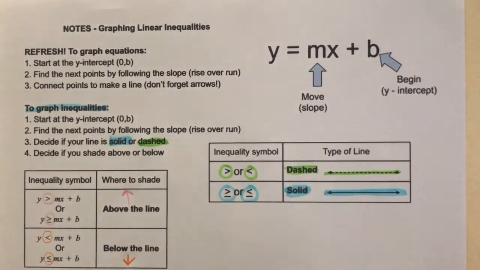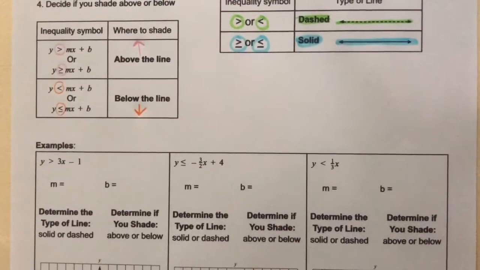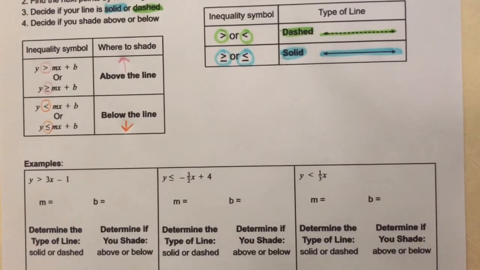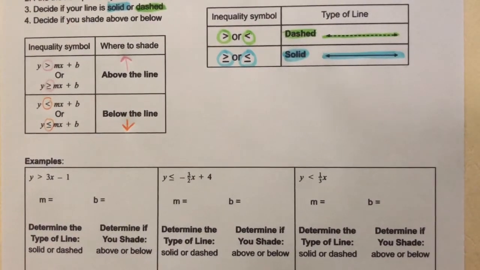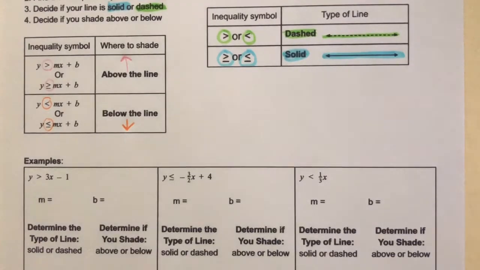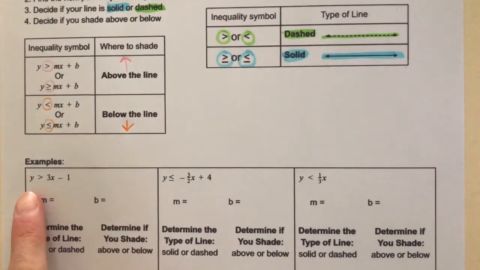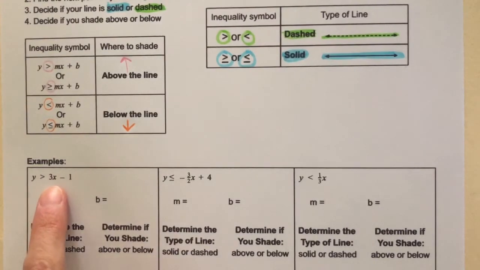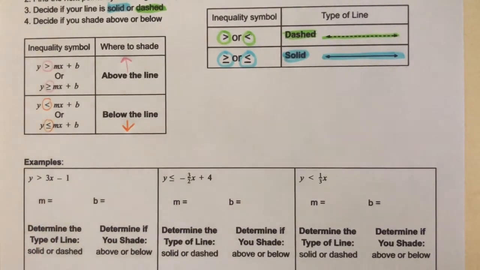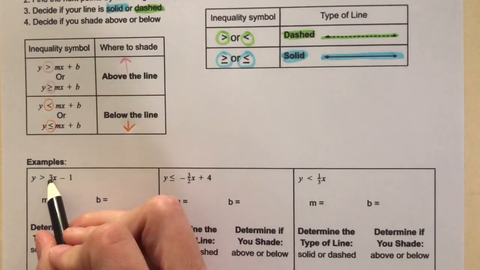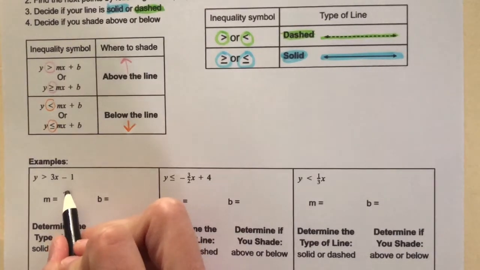We are going to look at 3 examples together. I'm going to try to make this fit. You can actually determine a lot about a graph before you actually create it. If you notice here, I have y is greater than 3x minus 1. Before I do any extra work, I can tell right off the bat what my m, my slope, is, and what my y-intercept, my b, is. Again, m is that number right next to x, so my m would be 3.